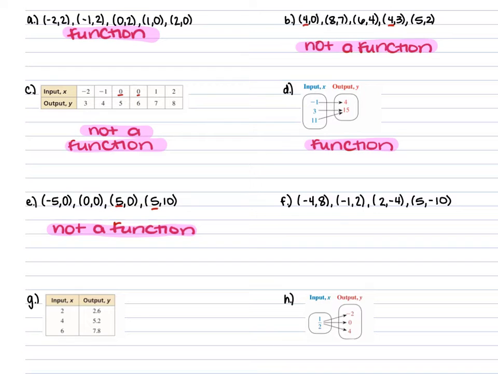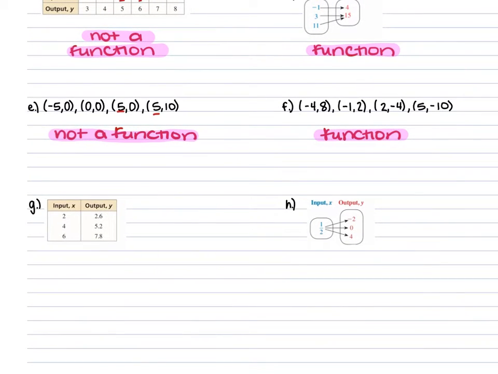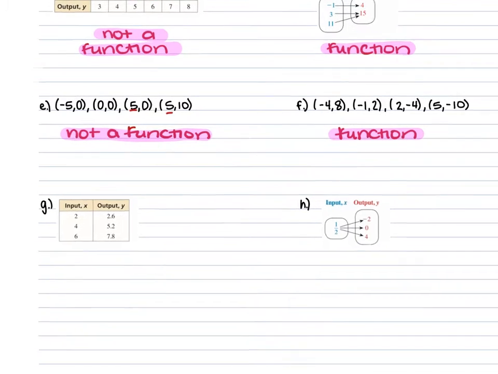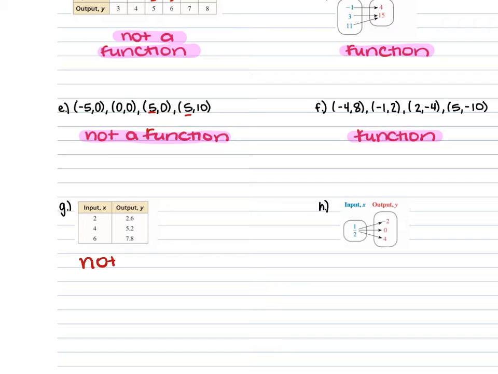For F, we have negative 4, 8, negative 2, 1, negative 1, 2, 2, negative 4, and 5, negative 10. None of our x values repeat there, so this is a function. For G, our input is 2, 4, 6. Our output is just 2.6, 5.2, and 7.8. None of those inputs repeat themselves, so this is not a function as well.